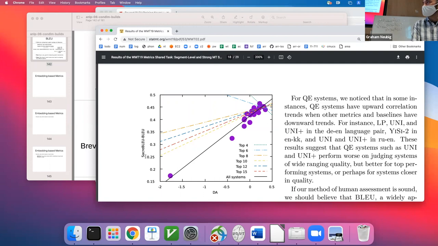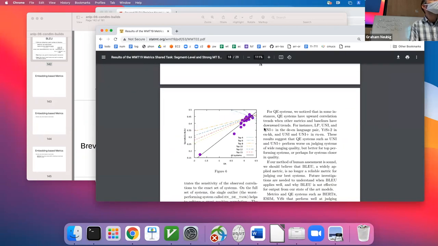This is BLEU score on the x-axis, and this is direct assessment score. It's basically a variety of human evaluation. If you look at the correlation over all systems, it's not actually that bad. You can see a pretty strong positive correlation. But as you get up to the best systems and only take the best systems, you can see that for the top four systems, there's actually a negative correlation between the BLEU score and the human evaluation score. And this is BLEU. Everybody, including me, loves to complain about how bad BLEU is.